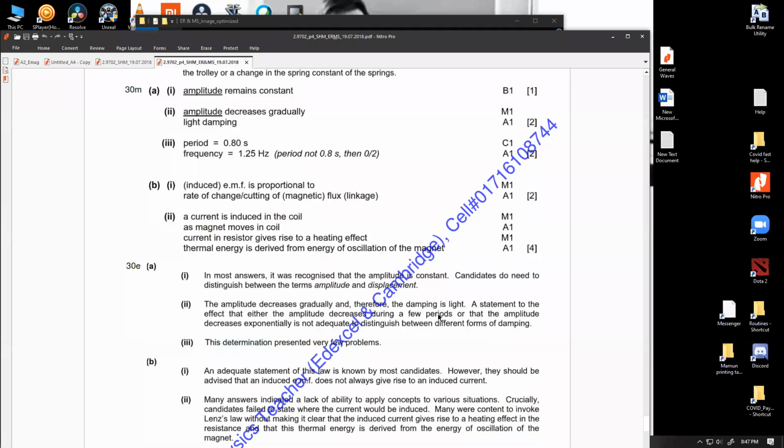A statement to the effect that either the amplitude decreases during a few periods or that the amplitude decreases exponentially is not adequate to distinguish between different forms of damping. What does that mean?